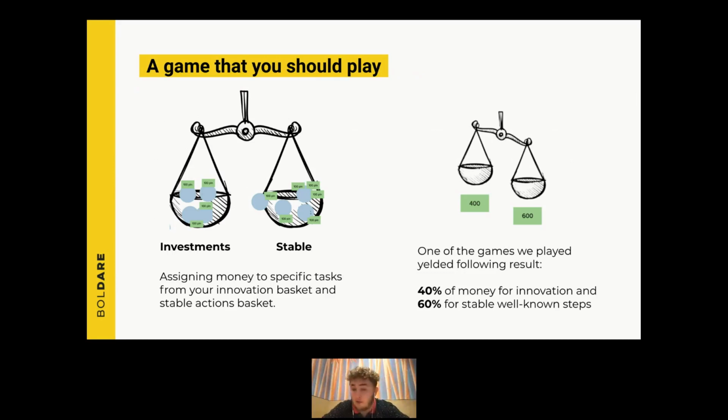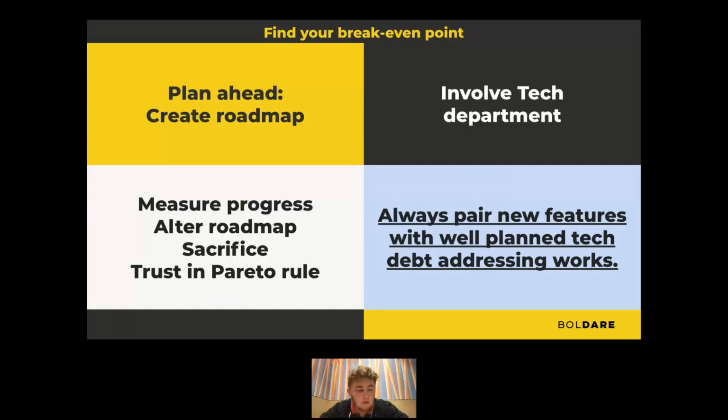40% money into innovations that we are not really proficient in measuring. So that's brave, at least from my perspective. But obviously, break-even point. That's something you all probably are familiar with.